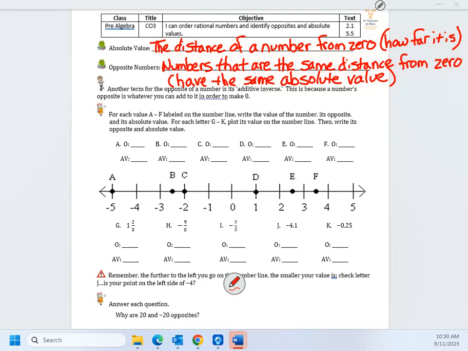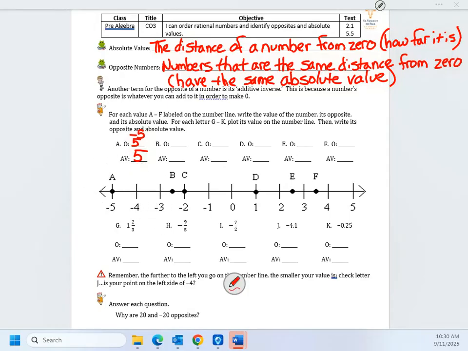So I'm going to look at A. I need to write its value, which is -5. So I'm going to put that right up here. Its value is -5. What is its opposite? Laurel? 5. So where that O is, that means opposite. So I'm going to write a +5. What is -5's absolute value? Grace? Yeah, 5. Okay, so you're going to write what the number from the number line is, write its opposite, and look at it, write its absolute value.